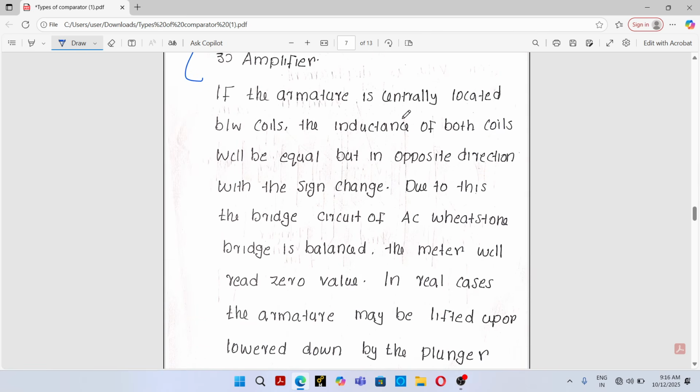If the armature is centrally located between the coils, the inductance of both coils will be equal but in opposite direction with the sign change. Due to this, the bridge circuit of the AC Wheatstone bridge is balanced.